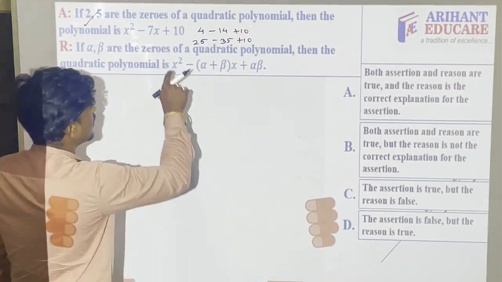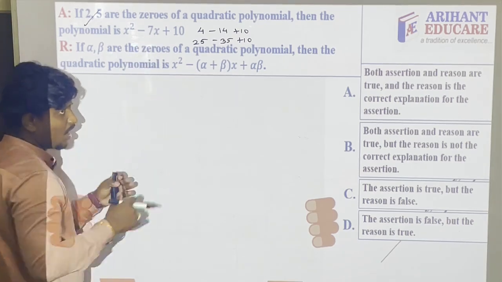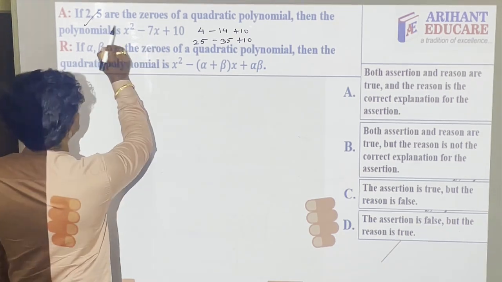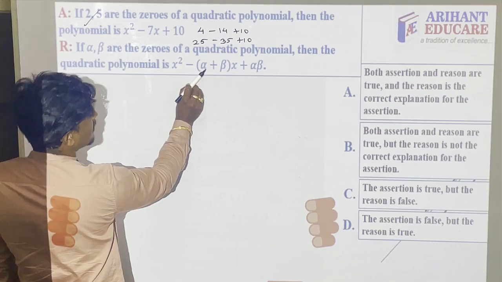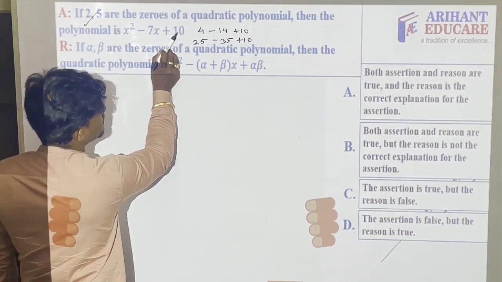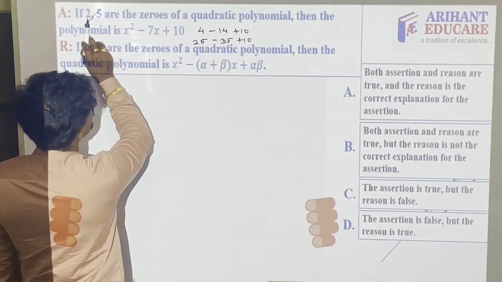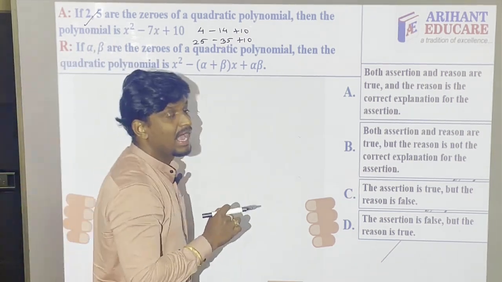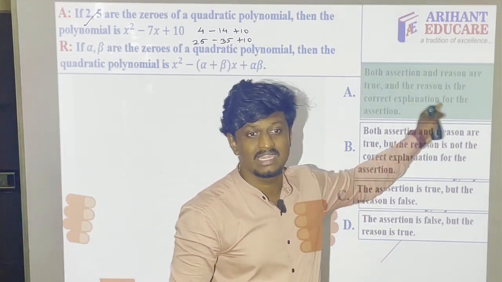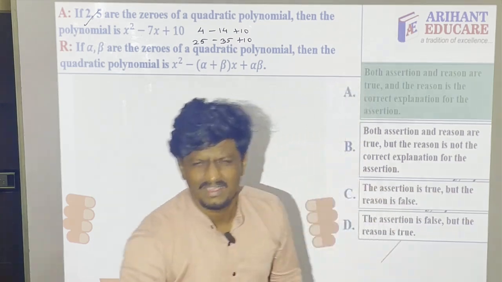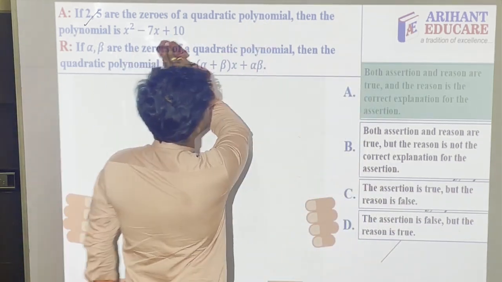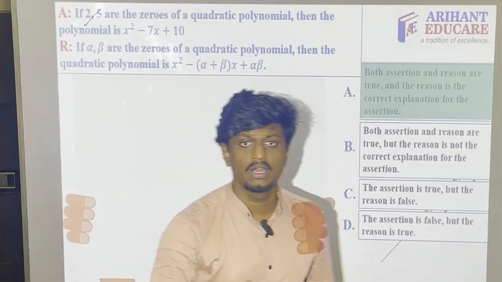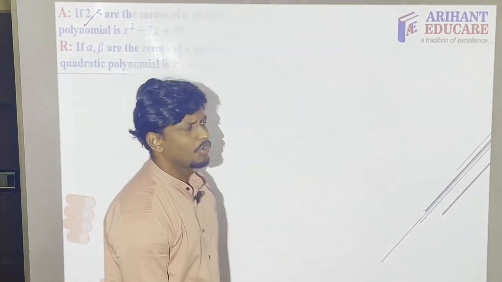Now let's check if this polynomial can be represented as sum of zeros into x. 2 plus 5 is 7. Yes, there is a minus. 2 plus 5 is 7. What gives 10? Alpha into beta. If alpha is 2, beta is 5, 2 into 5 is 10. That means the reason is also right and it is the correct explanation. Again, option A, both assertion and reason are correct, and the reason is the correct explanation for the assertion given. Simple. Let's go for the next one.